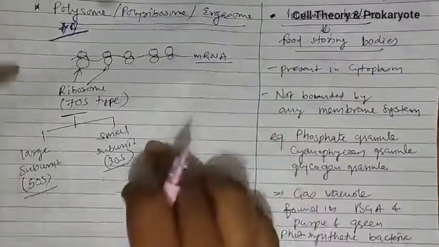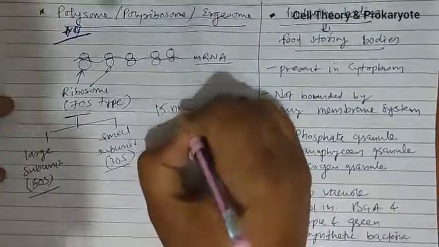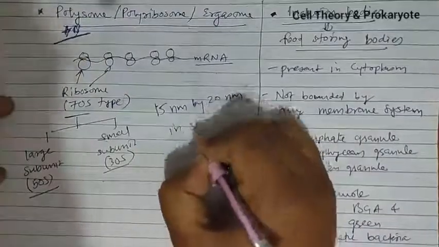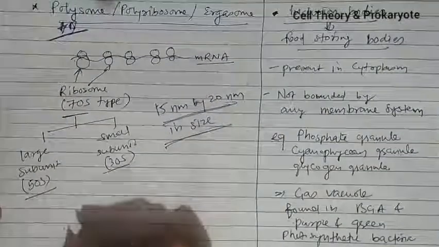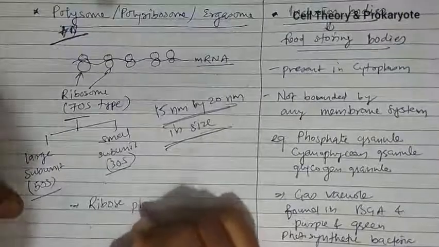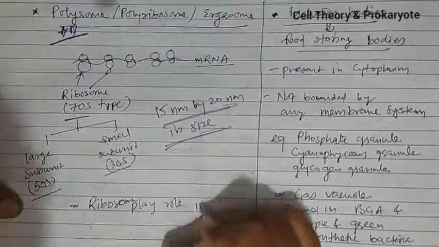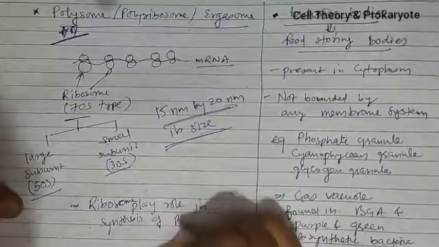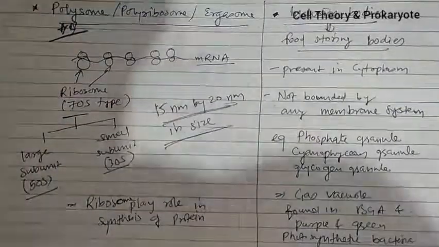Now we have just discussed the ribosome. The size of ribosome is 15 nanometer by 20 nanometer. Remember the size of this particular ribosome. And what is the function of the ribosome? Ribosomes play a role in synthesis of protein.